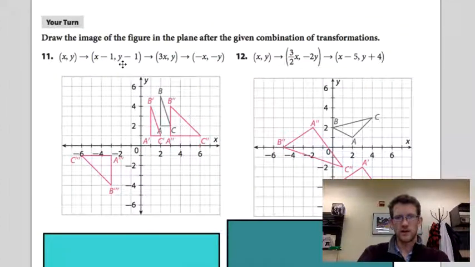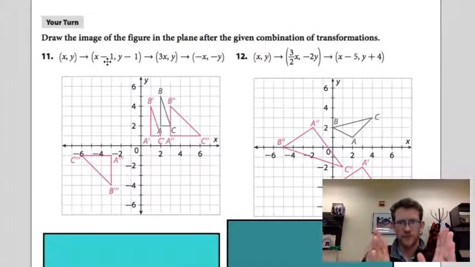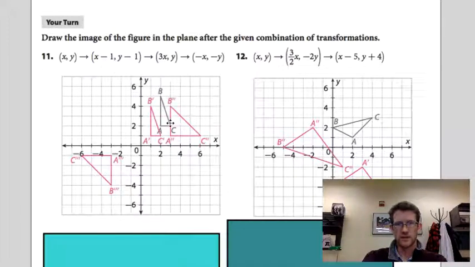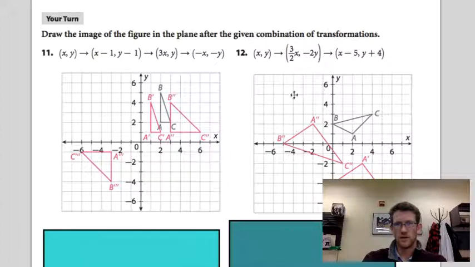So this first one is simply a translation, right, along a vector of -1, -1. And then we do a horizontal stretch of 3 to get this one. And then finally we do a 180-degree rotation. This one here, we do a horizontal stretch of 1.5 and a vertical stretch of 2, and then flip it at the same time. So a lot going on there.